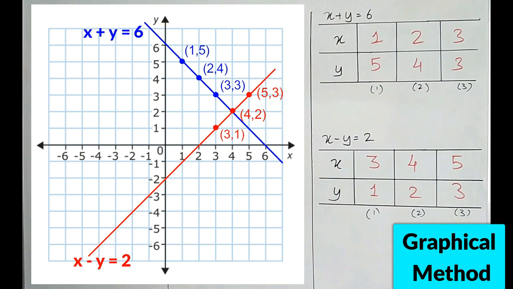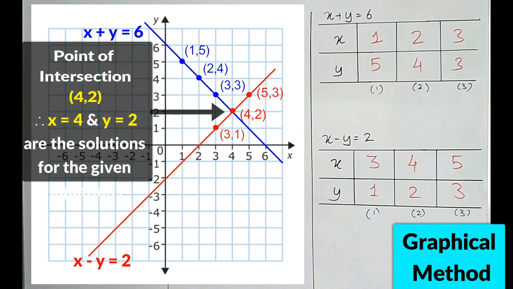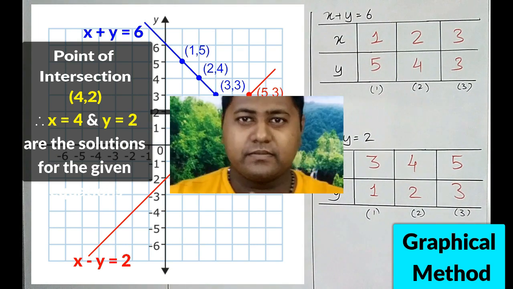Now, both these lines are intersecting at a certain point. What is this point? This point is the solution for these two given equations. These two lines are intersecting at the point (4, 2). That is, x is equal to 4 and y is equal to 2. This is the solution for the given two equations.